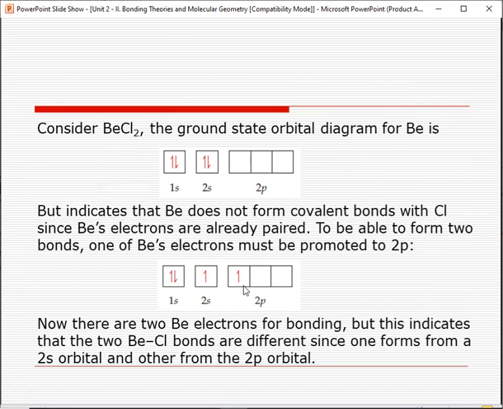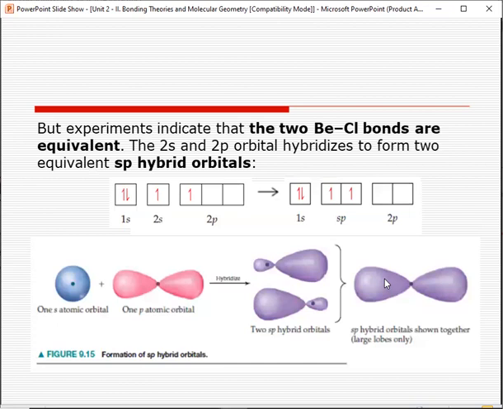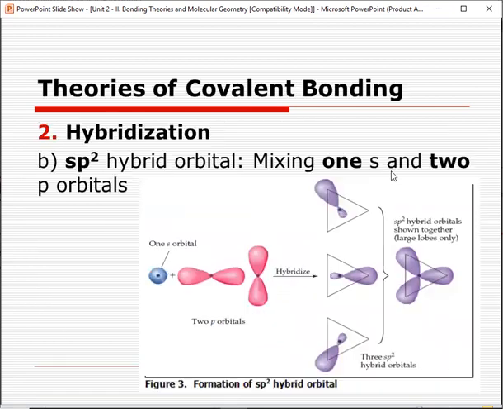Now, there are two beryllium electrons for bonding, but this indicates that the two Be-Cl bonds are different since one forms from a 2s orbital and the other from the 2p orbital. But experiments indicate that the two Be-Cl bonds are equivalent because the 2s and 2p orbitals hybridize to form two equivalent sp hybrid orbitals. So beryllium now has two bonding electrons to form BeCl2.